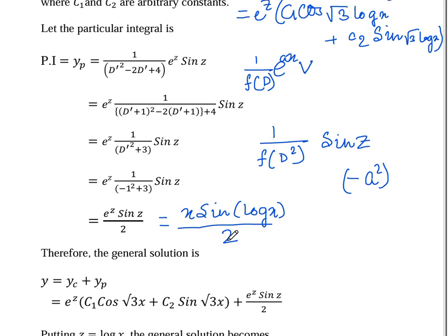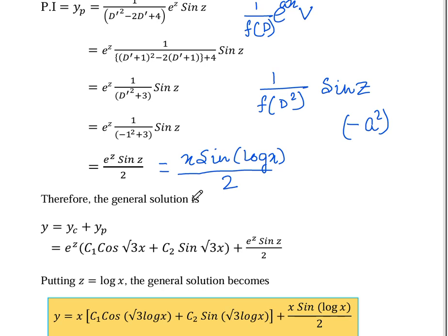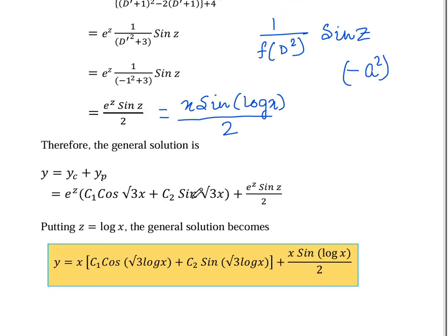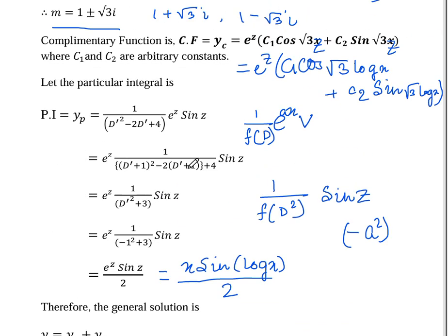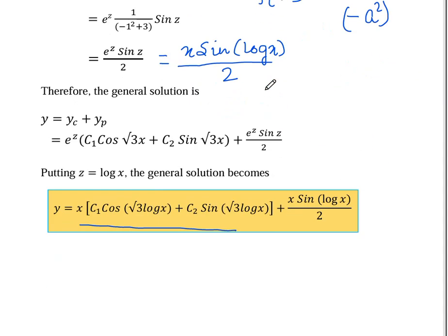Okay, so this one is your yc, this one is your yp. So the general solution is yc plus yp. So just see, we have written the ultimate answer. This is your answer. This is your yc. Okay, I forgot to tell you this one. Whenever you write log x here, you should write x also, so that at last you can write: x into c1 cos root 3 log x plus c2 sin root 3 log x, plus x sin log x by 2.